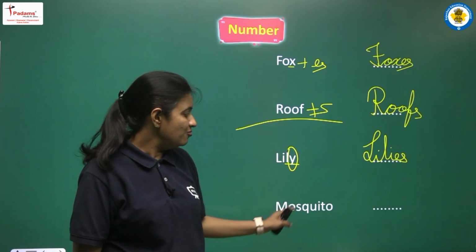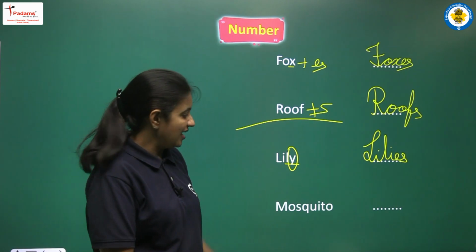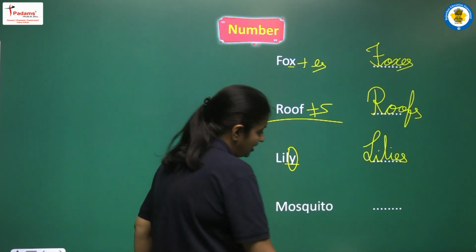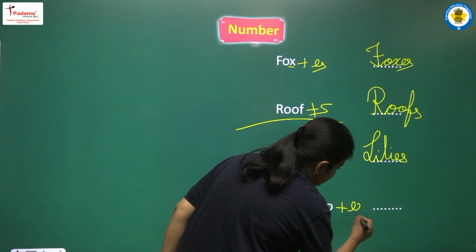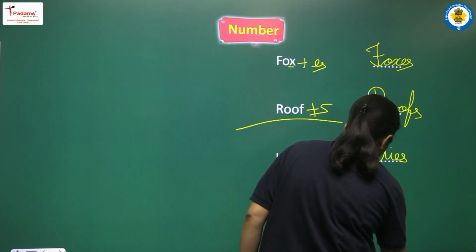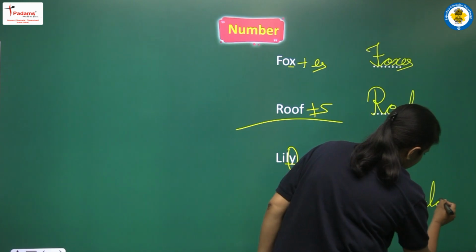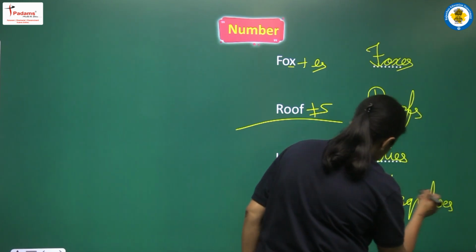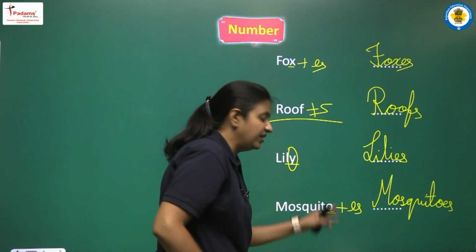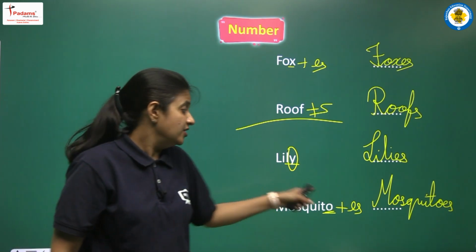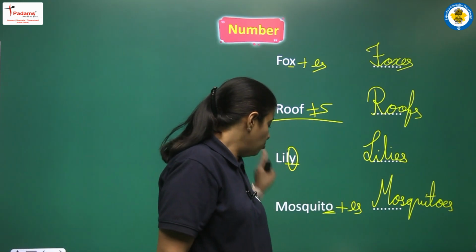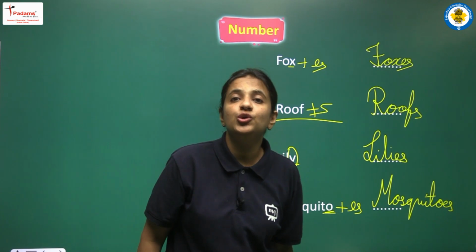Next we are having mosquito. So yes, we are having O at the end of the spelling. So yes, we have to add ES here, and mosquito, it will be mosquitoes. So we are adding ES because before O we are having T, that is one of the consonants. So we are adding ES here. So mosquito, it will be mosquitoes.